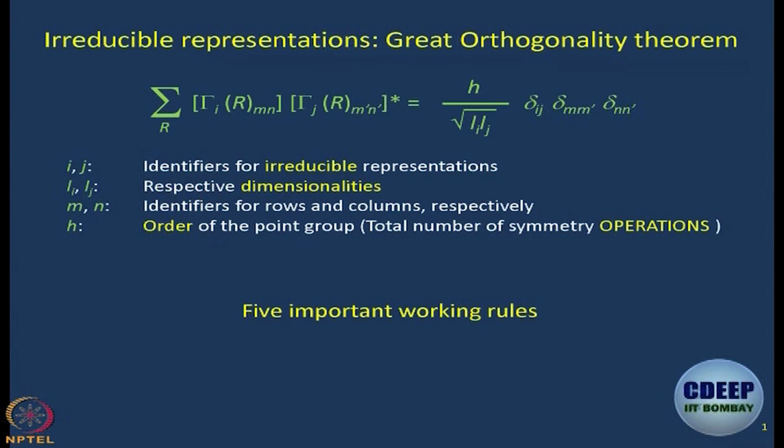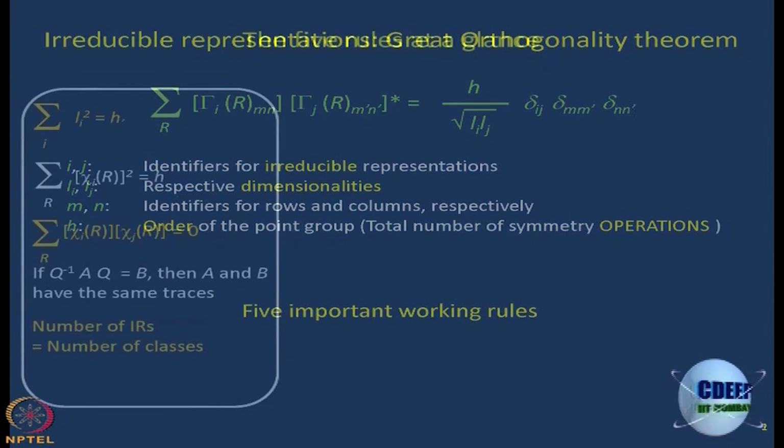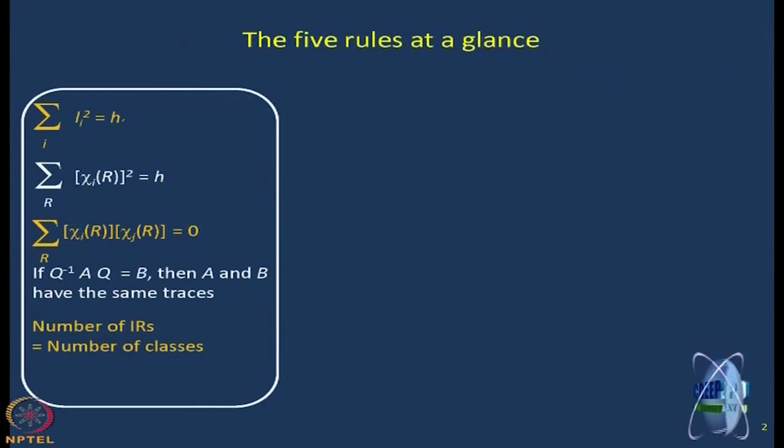We do not even have to remember this. What we will need to remember is the fallout of the great orthogonality theorem, the 5 rules that come out of it. Today we are going to use them, and we are initially going to try and see whether we can work out the character table of C2V as usual. Before we start doing that, one more point.